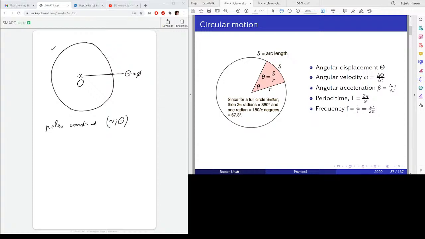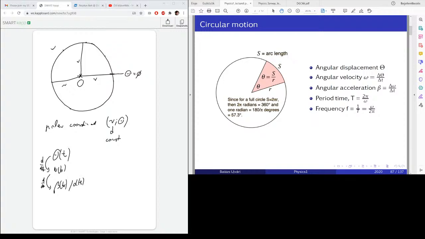But circular motion is a special case because r is a constant. That means we have to worry only about how the angular displacement depends on time. The rest is very similar. If you derive the angular displacement, you will get the angular velocity, and if you derive it again, you will have the angular acceleration, beta, which in some textbooks can be alpha.